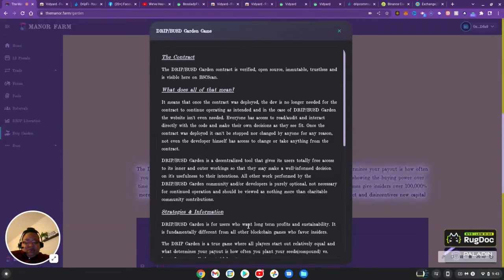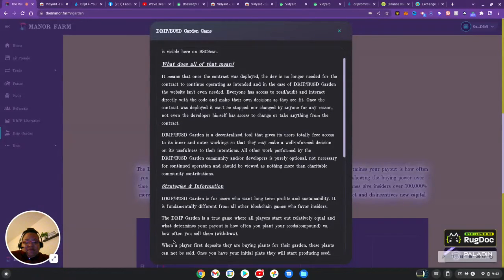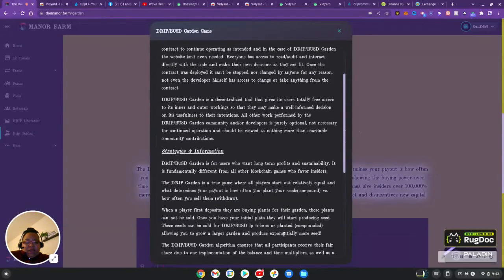Drip utility is for users who want long-term profits and sustainability. It is fundamentally different from all the other blockchain games who favor insiders. The Drip Garden is a true game where all players start out relatively equal, and what determines your payout is how often you plant your seed compound versus how often you sell them or withdraw. When the player first deposits, they are buying plants for their garden. These plants cannot be sold. Once you have your initial plots, they will start producing seeds. These seeds can be sold for Drip BUSD, LP tokens, or planted compounded, allowing you to grow a larger garden and produce exponentially more seeds.